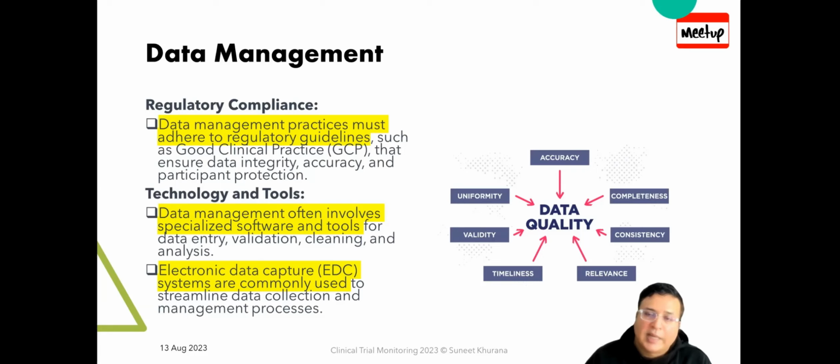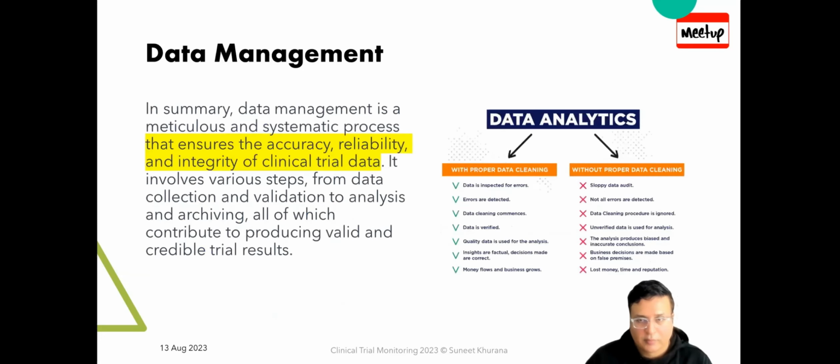So good data is accurate, complete, consistent, relevant, entered contemporaneously at the same time it was collected, valid, and uniform throughout. These are the ALCOA guidelines for data quality. Data management is a meticulous and systematic process that ensures accuracy, reliability, and integrity. It involves various steps from data collection and validation to analysis and archiving, all of which contribute to producing valid and credible trial results.